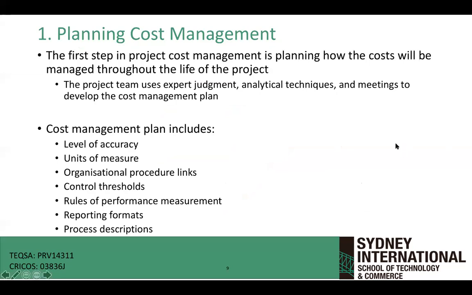If I talk about the cost management plan, how accurate does my costing need to be? How am I going to measure it? What is the procedure I'm going to follow to manage costs? How much control am I going to exercise over costing? What are the rules of performance measurement? What is really considered bad and what is considered not an issue at all? How are we going to report all of these cost management issues? How are we going to create a description of the cost management processes that people are going to use to ensure that the projects are being done appropriately within the particular timelines?